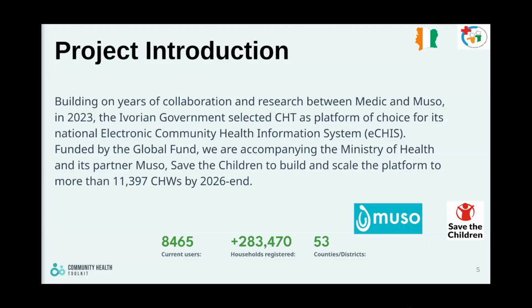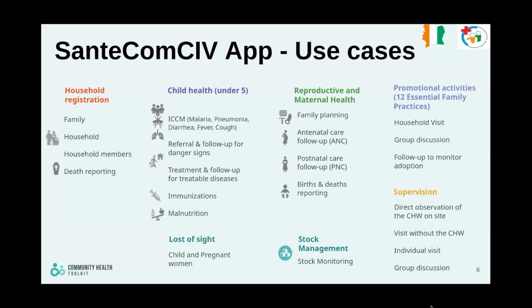So what was implemented? I'm going to give you more detail about the use cases. We covered anything related to child health under 5: iCCM for malaria, pneumonia, and diarrhea, and also immunization and malnutrition. Also, all the workflows related to reproductive and maternal health: family planning, postnatal care, antenatal care, birth registration, and also death reporting.